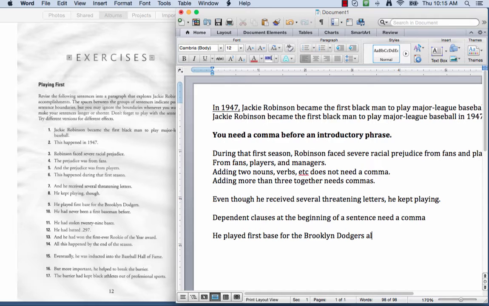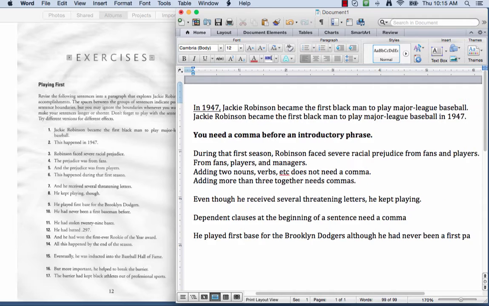And I'm going to use a word to make the second part dependent. He had never been one. One refers back to first base. Oh, that should have been baseman. Okay. So even though I'm here, I created a dependent clause, and I put it at the end, and I don't need a comma.